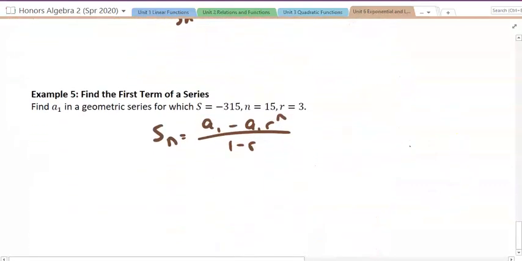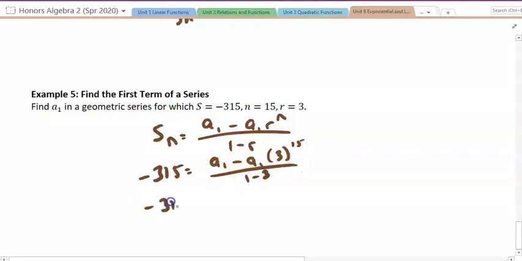And so plugging in everything that we know, we're going to get negative 315 is equal to our unknown a sub 1 minus a sub 1 times r to the n. So that's going to be 3 to the 15th, all over our 1 minus r. Simplifying this down is going to take a few steps, but we'll see how it simplifies momentarily. 3 to the 15th is going to be a very large number. It is 14,348,907. This is all over the negative 2.